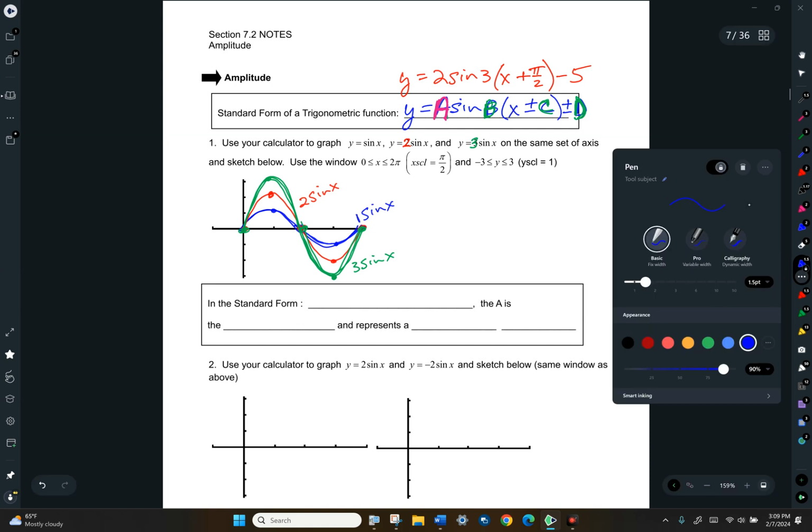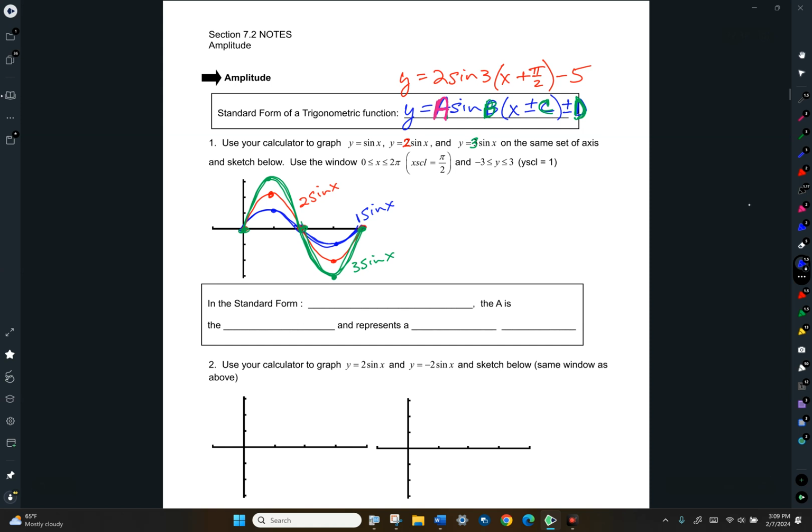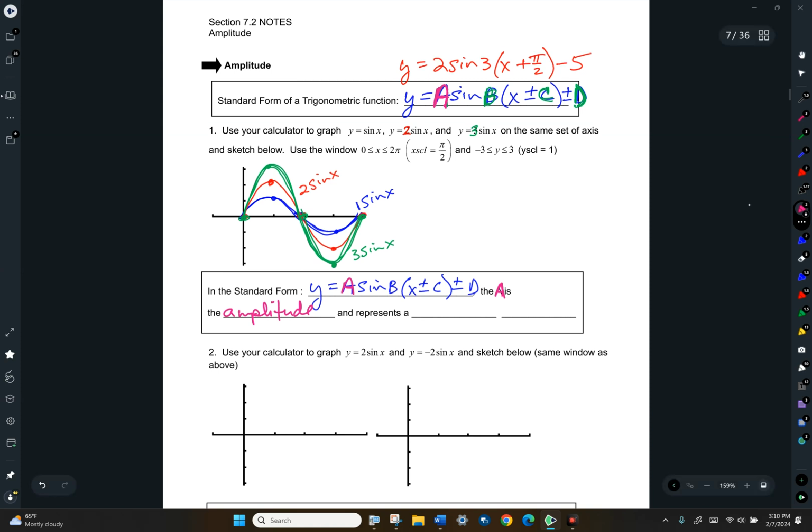Okay, so let's see. What can we put here? It says in standard form, meaning if it's set up like we were talking about up there. So I'll say y equals a sine(bx plus or minus c) plus or minus d. The a, remember for today we're talking about the a. The a is the amplitude. We call it the amplitude. Hopefully that's easy to remember, a for amplitude. And it represents what we call a vertical stretch.